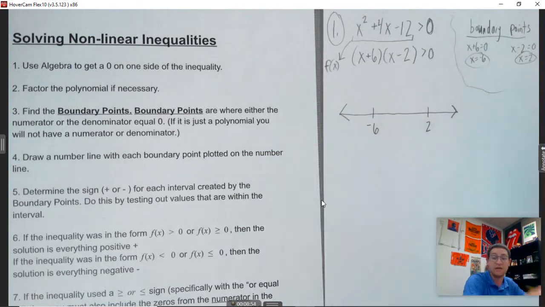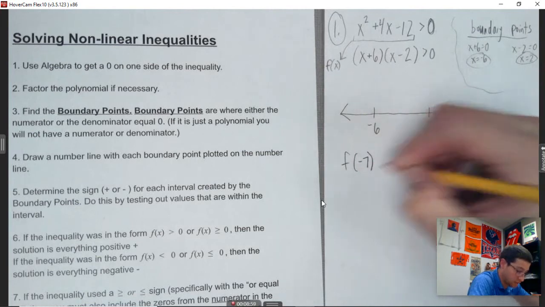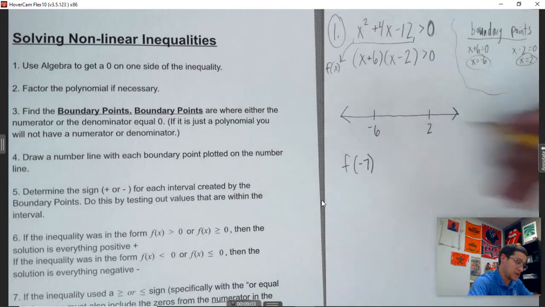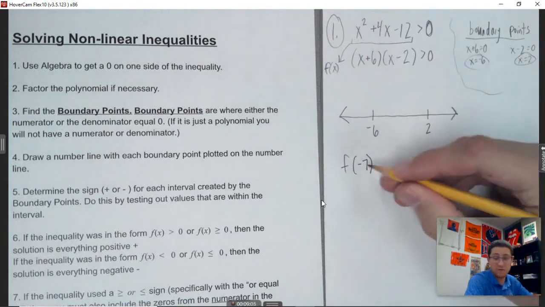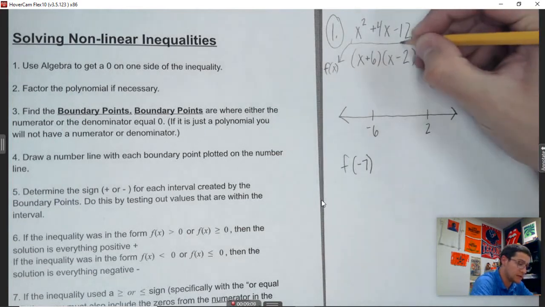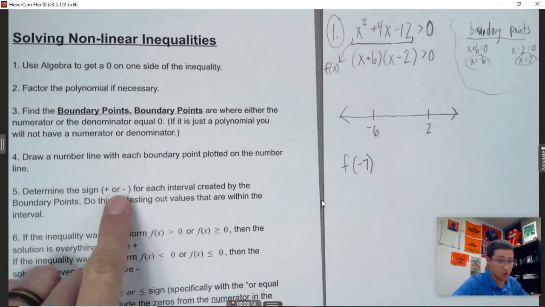Then this one, and since we have 3 intervals, we're done. Okay, so let's go ahead and plug in a number from the interval into f. So f of negative 7. All right. Now, here is the interesting part. All we need is to determine the sign.